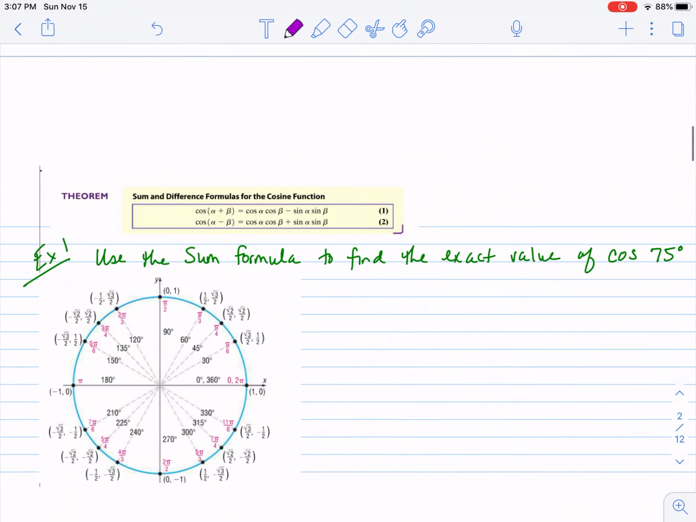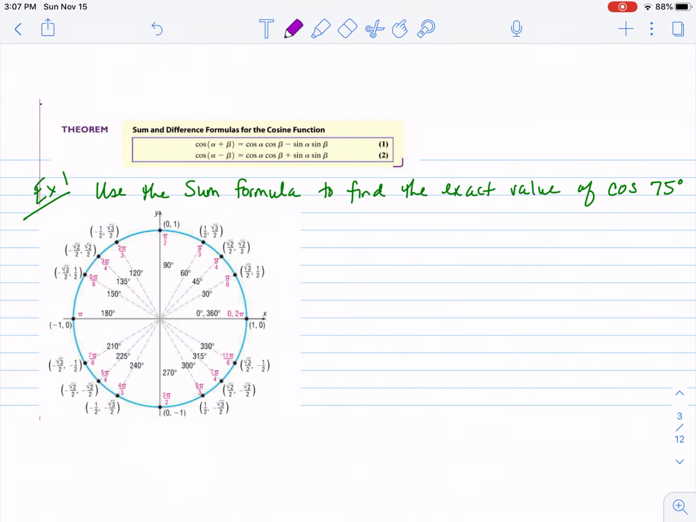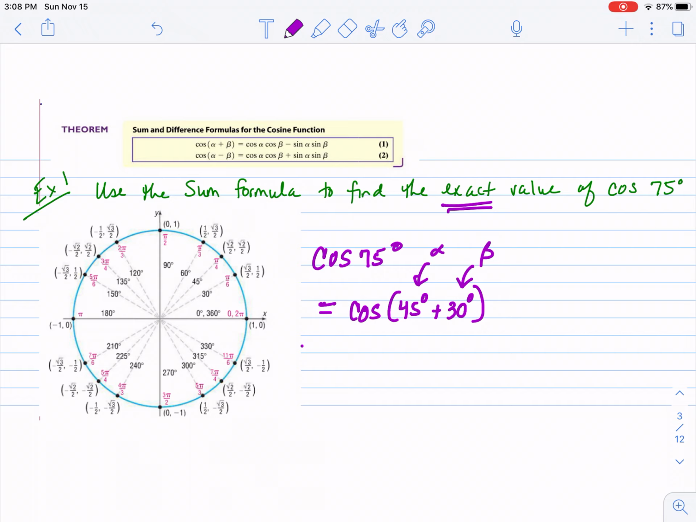Here's how it works. If I wanted to find the exact value of the cosine of 75 degrees, I could use, for instance, the sum formula for cosine. I could say that the cosine of 75 degrees is equal to the cosine of 45 degrees plus 30 degrees. If I did this, then think about it: the 45 degrees is my alpha, the 30 degrees is my beta, and so I'm going to apply the formula.